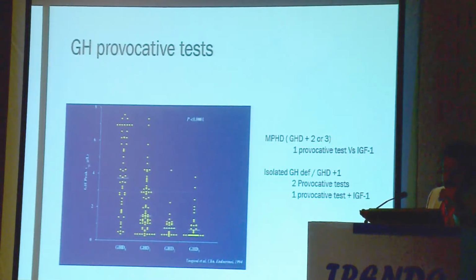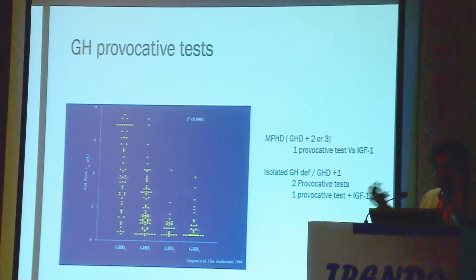So the general rule is, if the patient has multiple pituitary hormone deficiencies, for example TSH and prolactin deficiency, it is almost always associated with growth hormone deficiency. So you don't need to seriously do some provocative test to diagnose GH deficiency. In those cases, a simple low IGF-1 level can be sufficient to diagnose growth hormone deficiency. You may need one provocative test in addition to that.